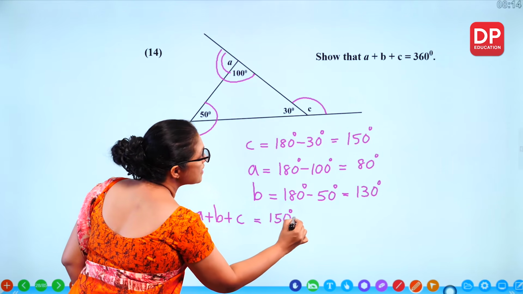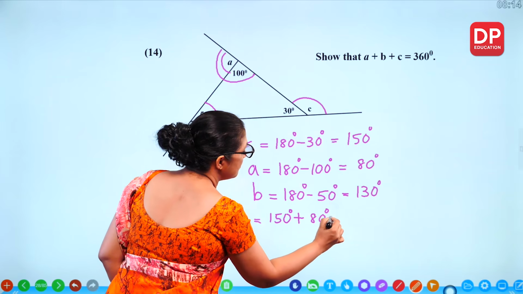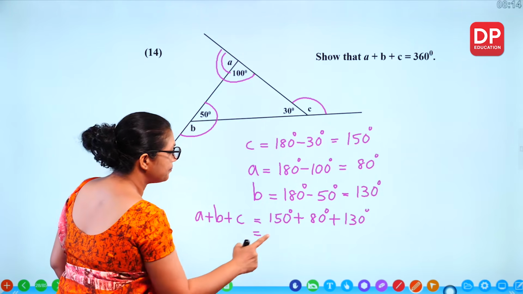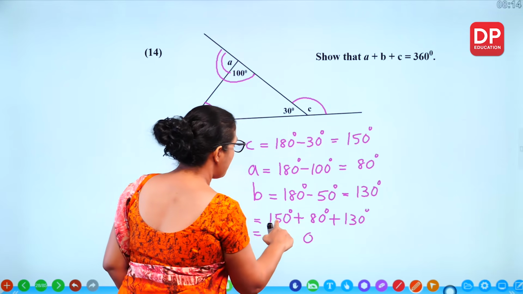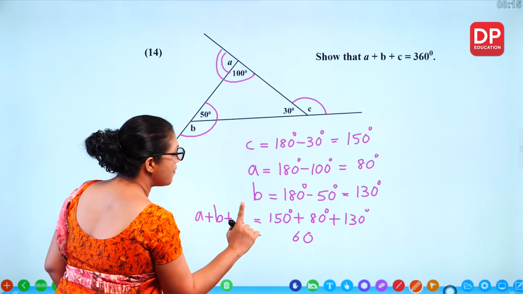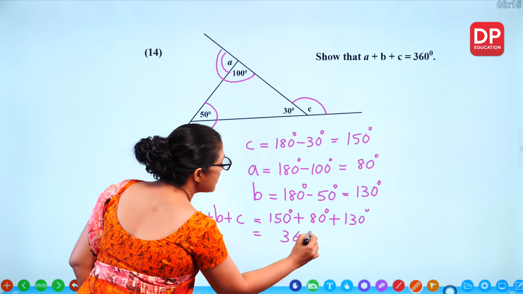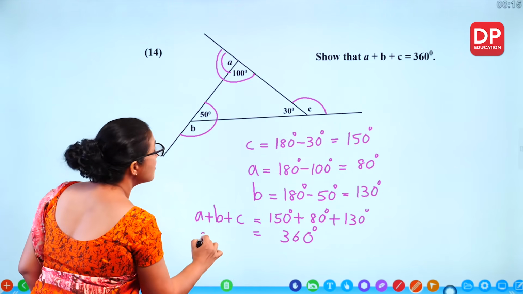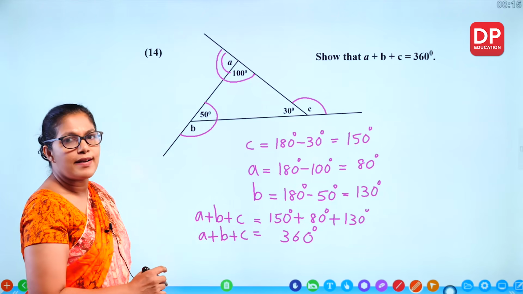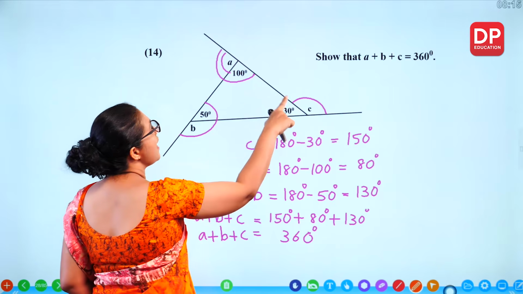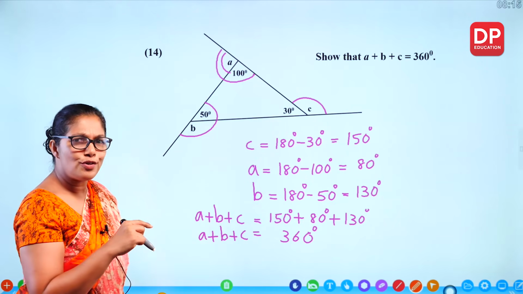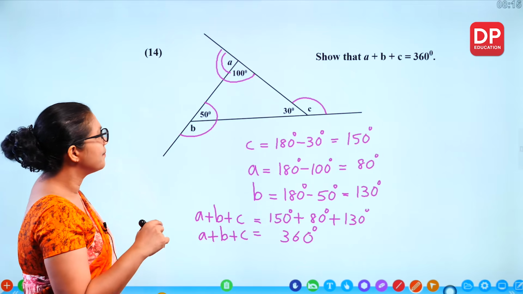Now we'll add and see what's A plus B plus C. 150 plus 80 plus 130. What's the sum? 0, 8 plus 5, 13, 13 plus 3, 16. 1 remaining and here you get 360. So we are getting A plus B plus C is 360. So actually what are A and B and C? Exterior angles. Exterior angles add up to 360 degrees.